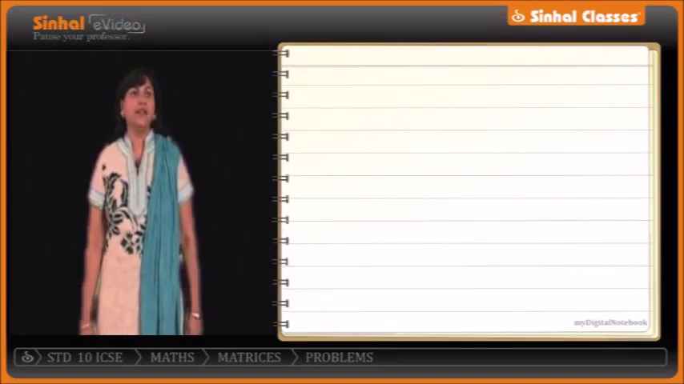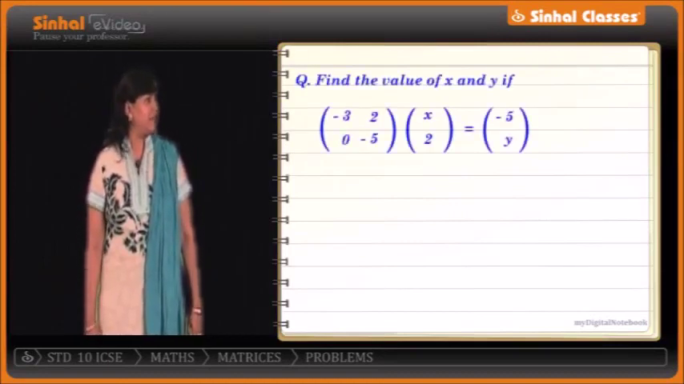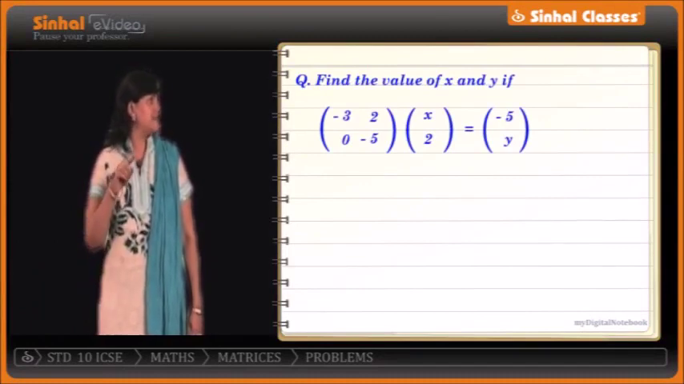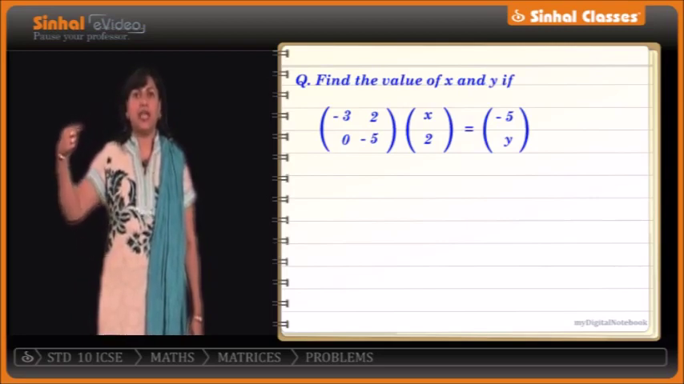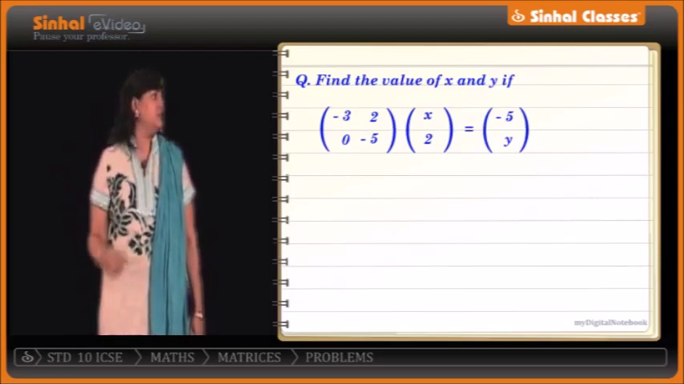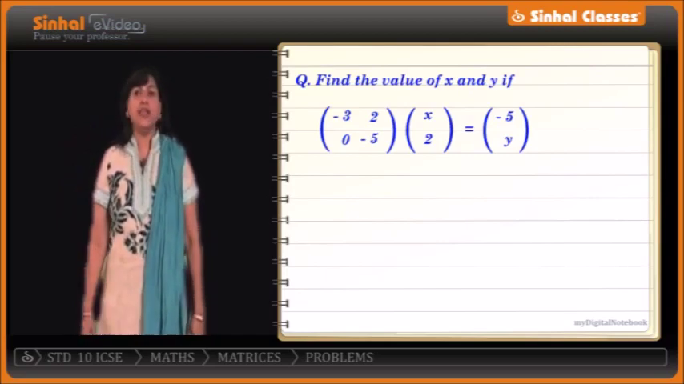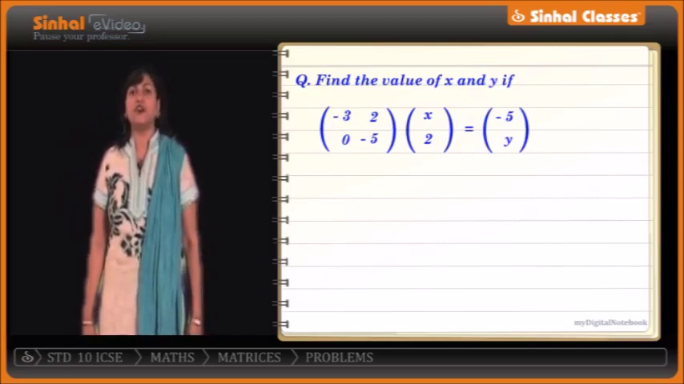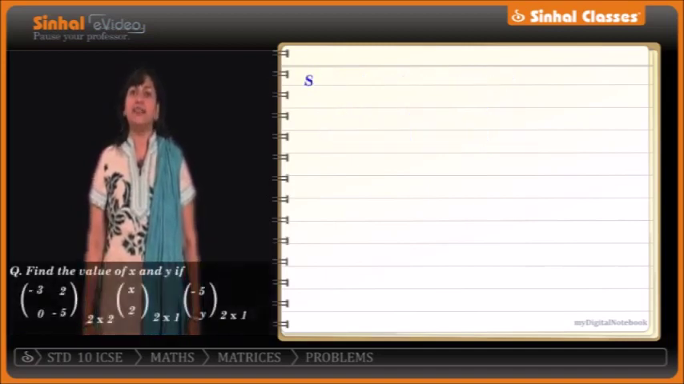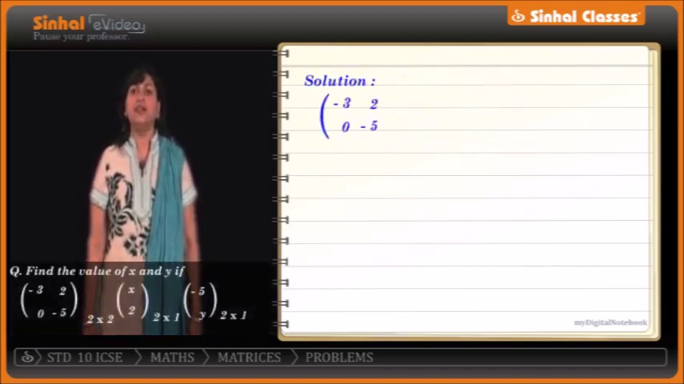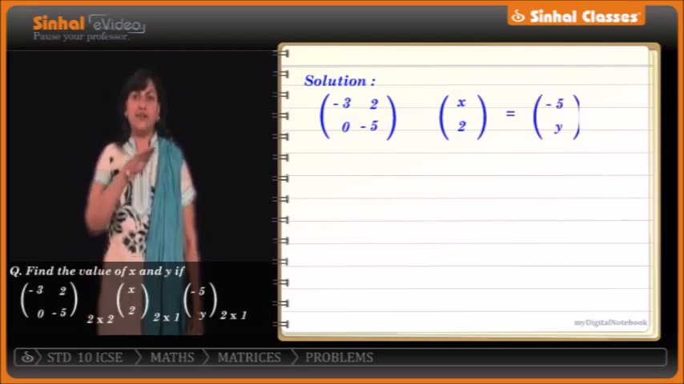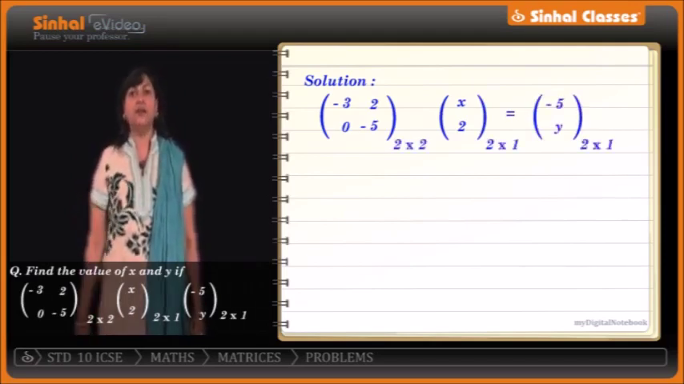Now to the next problem. Here we want to find the value of x and y if the matrix minus 3, 2, 0, minus 5 multiplied with x, 2 is equal to minus 5, y. Here we observe that the order of the first matrix is 2 by 2 and the second matrix is 2 by 1. So when we multiply, the order of the product matrix will be 2 by 1. That means it will have 2 rows, 1 column, and there will be just 2 elements.